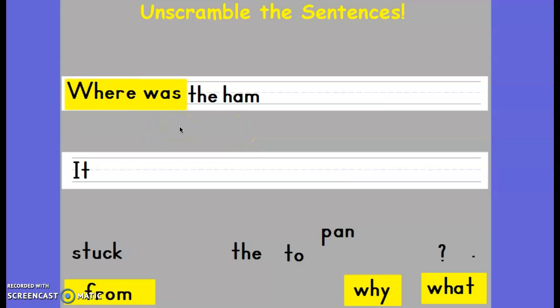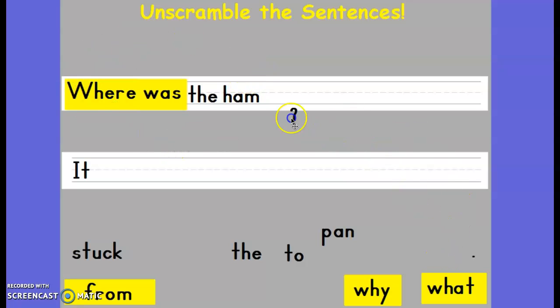I hope you're listening to how I'm saying that sentence. If you said we are not done because we need our ending mark, right? We need our punctuation at the end, you're correct. What one would I use? Would I use the question mark or the period? Let's go back and read the sentence. Where was the ham?